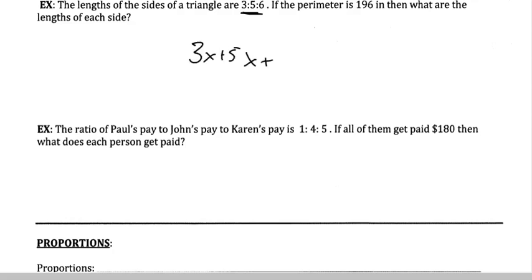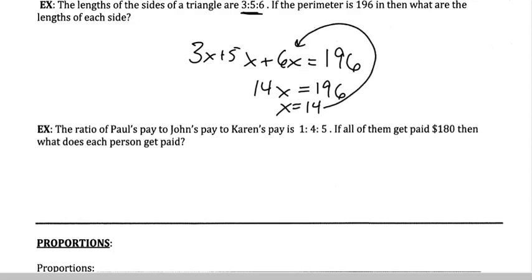3x plus 5x plus 6x equals the total perimeter, which is 196. That gives me 14x equals 196. And when I go over and solve that, I get 196 divided by 14 equals 14. So x equals 14. And you would have to substitute it back in to find out all the numbers. 14 times 3 is 42. One side must be 42. 5 times 14 is 70. And the last one is 6 times 14. That gives you 84. Ta-da!